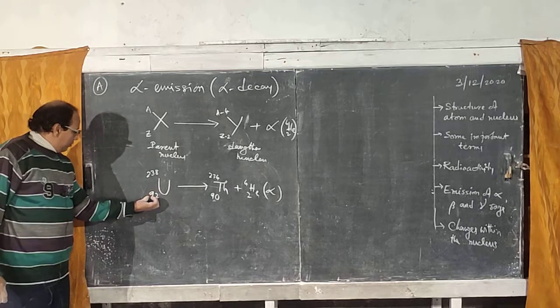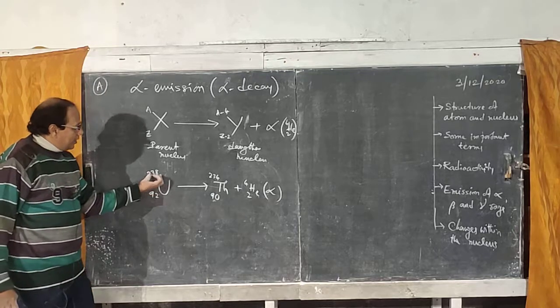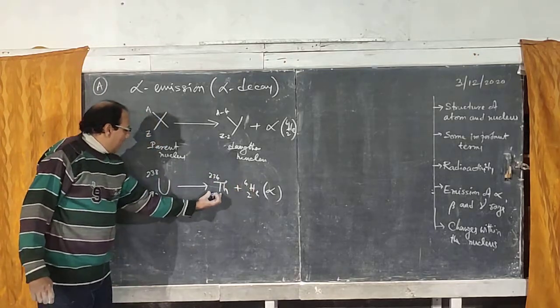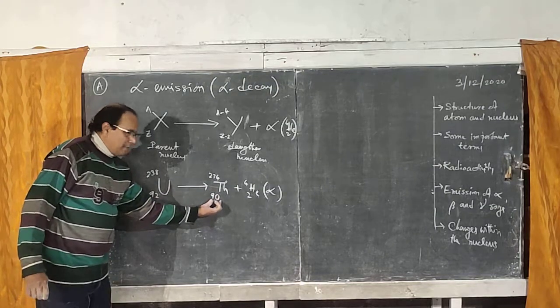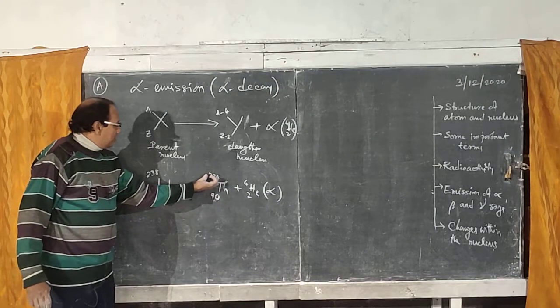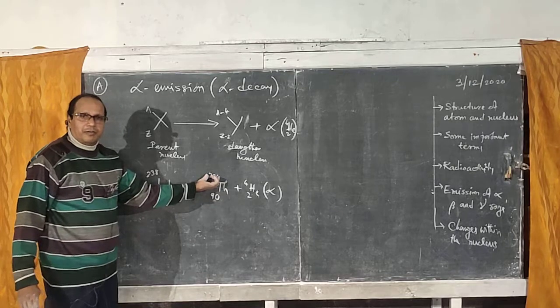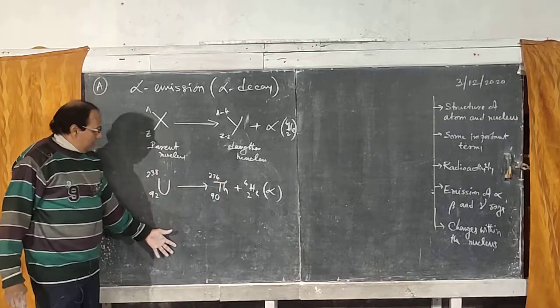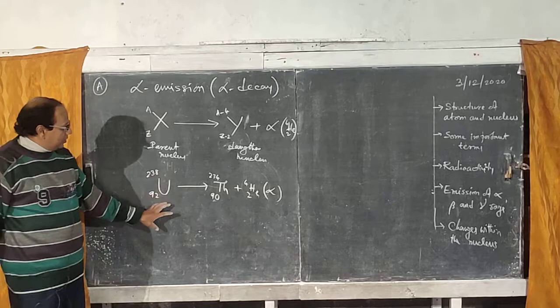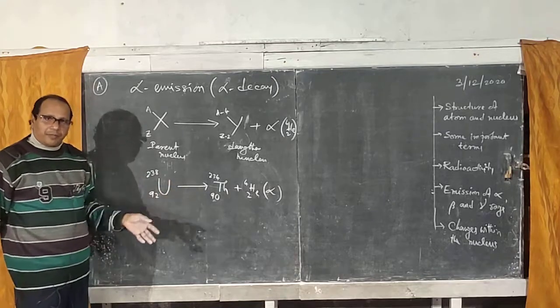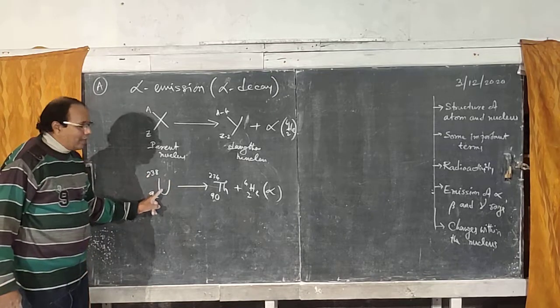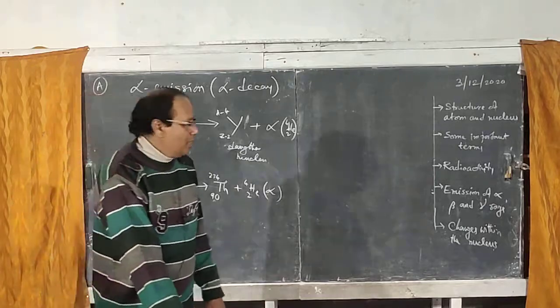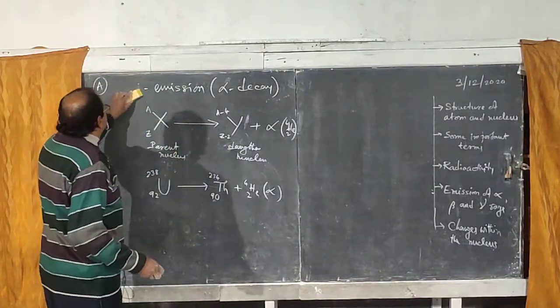Uranium, atomic number 92, mass number 238, gives out alpha particles, so atomic number is reduced by 2, becomes 90, and mass number is reduced by 4, becomes 234. There are so many such equations you can learn from the textbook, or at least keep in mind one equation, right? Okay.